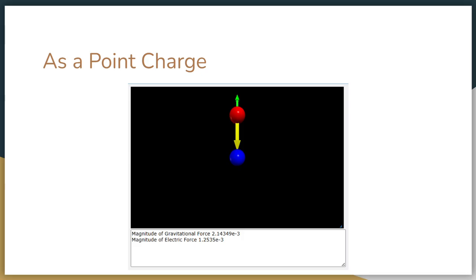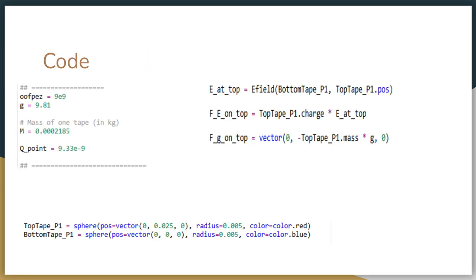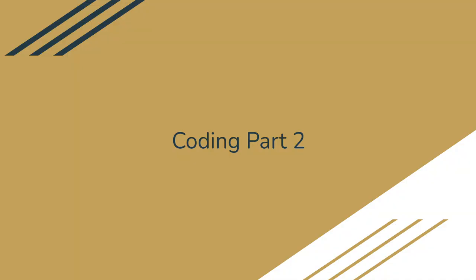You see the magnitude of the electrical force calculated on the bottom. So here's the code. On the left, you can see the constant setup, and the mass is 0.0000285 kilograms. And then on the right, you can see the math equations to figure out the force of the electric field. And at the bottom, you can see how the arrays and the vectors are formed.